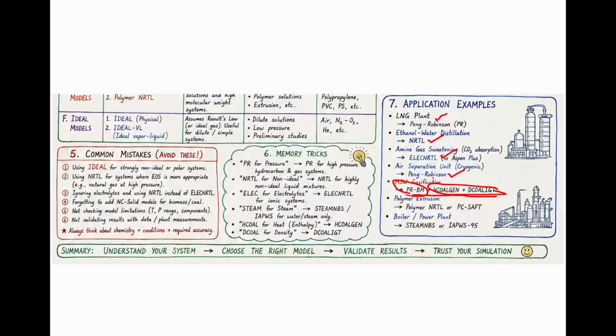If we summarize: understand your system, choose the right model, validate your result, and then trust your simulation. If you go one by one at each point, then you will be able to build a reliable simulation. And that single change in thinking will make you a much better simulation engineer.